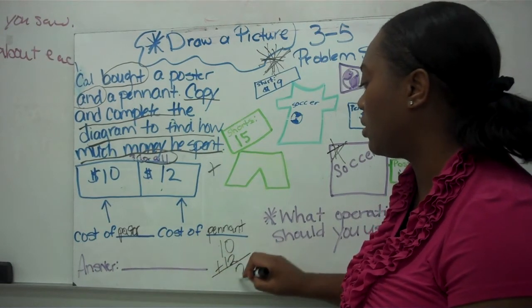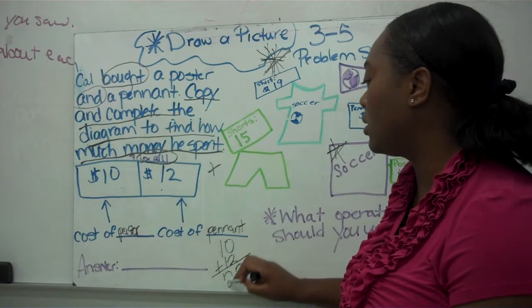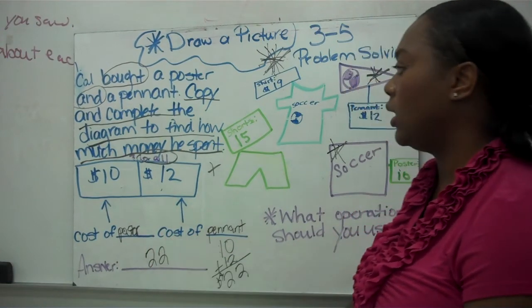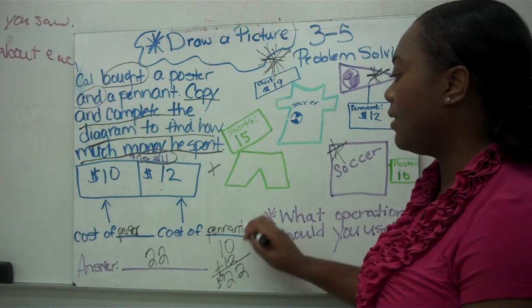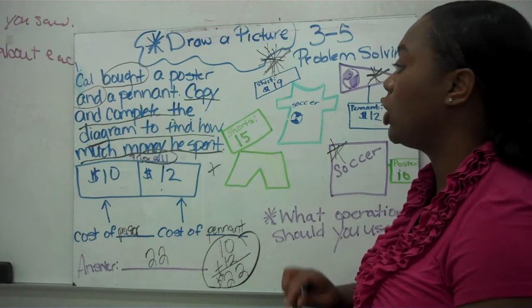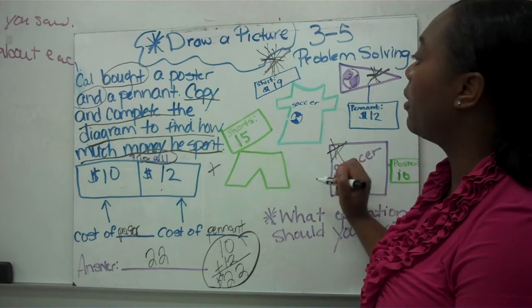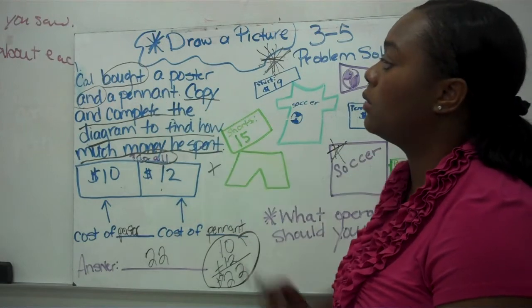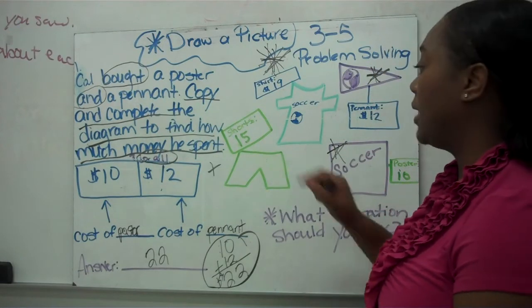0 plus 2 equals 2. 1 plus 1 equals 2. So altogether, he spent $22. This shows work. Remember, on word problems, I want you to always show me your work. And your picture was important because it gave you the cost of the items he bought. That information was not in your word problem. You had to look at the picture.